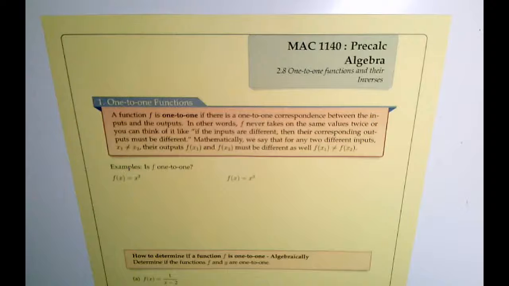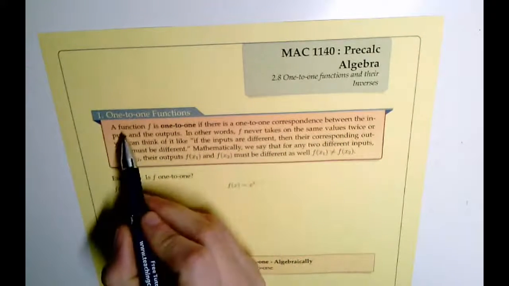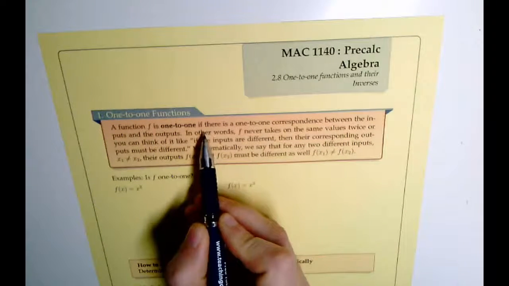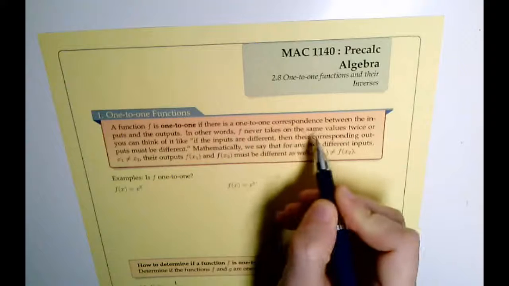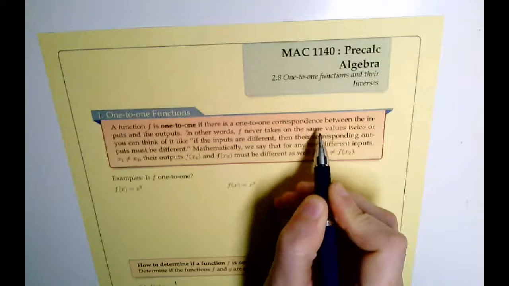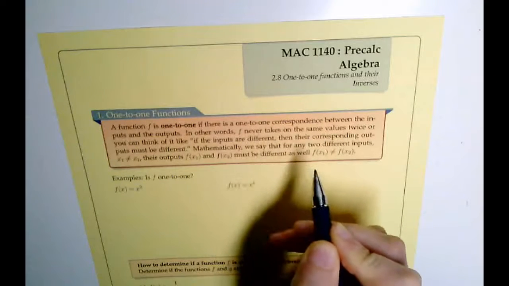So we're continuing on, and we are looking into one-to-one functions and their inverses. And this is section 2.8. So, one-to-one functions. A function f is one-to-one if there is a one-to-one correspondence between the inputs and the outputs.